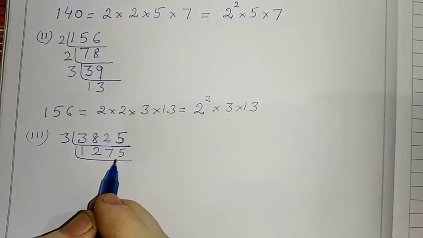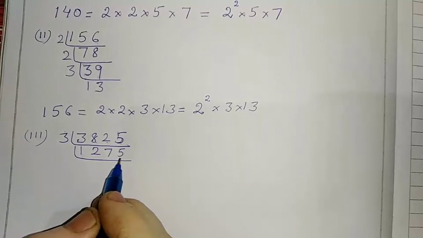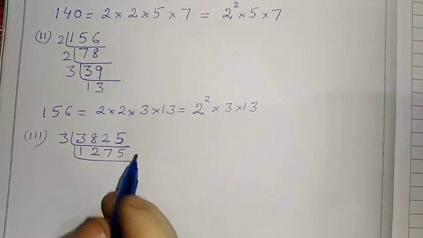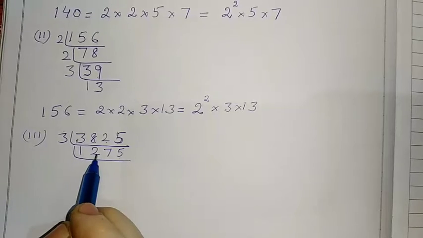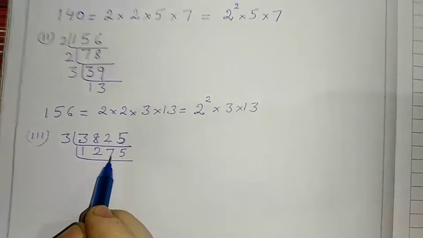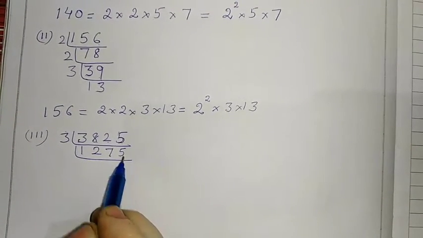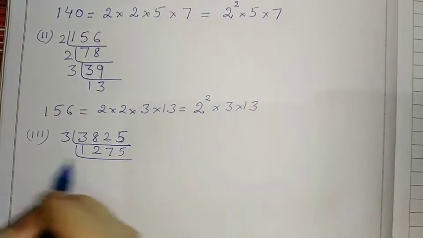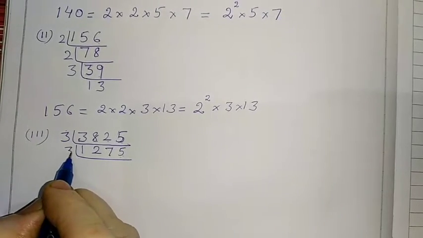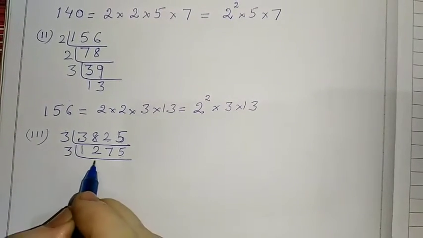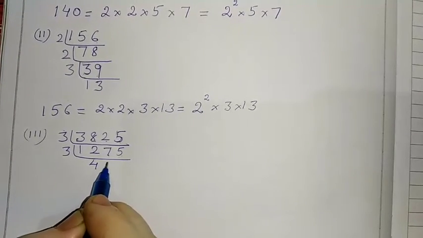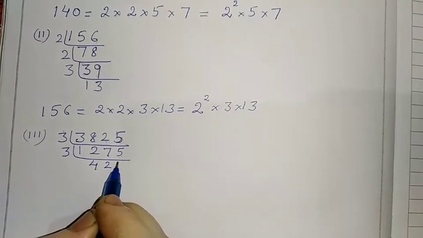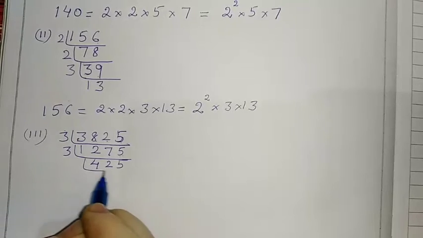Now again this is not divisible by 2. Check whether the number is divisible by 3. 1 plus 2 is 3. 3 plus 7 is 10. 10 plus 5 is 15. 15 comes in the table of 3. That's why this number is divisible by 3. 3 4s are 12. 3 2s are 6 and 3 5s are 15.